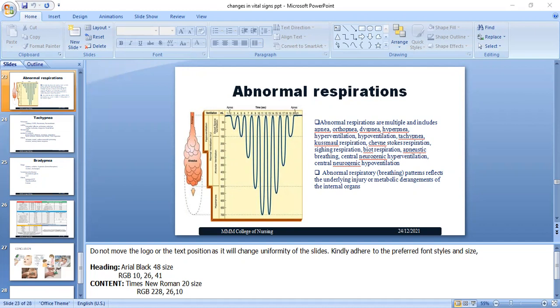Abnormal respirations are multiple and include apnea, orthopnea, dyspnea, hyperpnea, hyperventilation, hypoventilation, tachypnea, Kussmaul respiration, Cheyne-Stokes respiration, sighing respiration, Biot respiration, apneustic breathing, central neurogenic hyperventilation, and central neurogenic hypoventilation. Abnormal respiratory patterns reflect the underlying injury or metabolic derangements of internal organs.